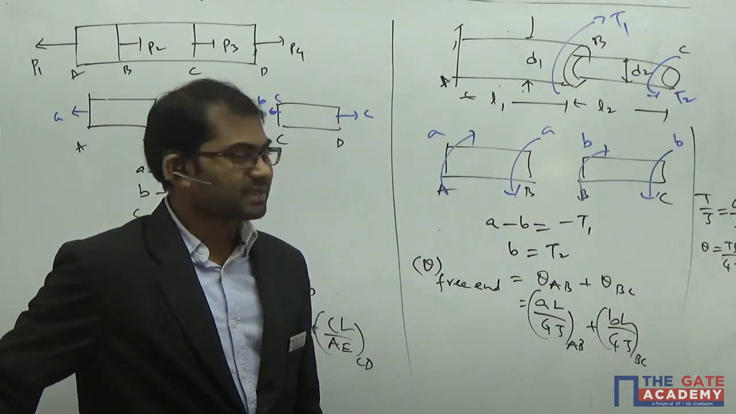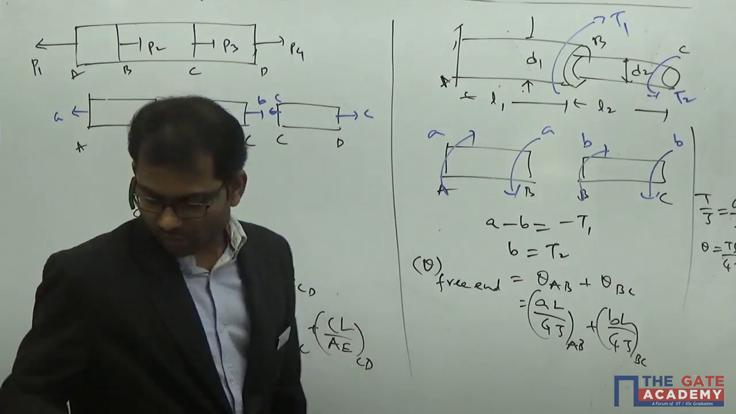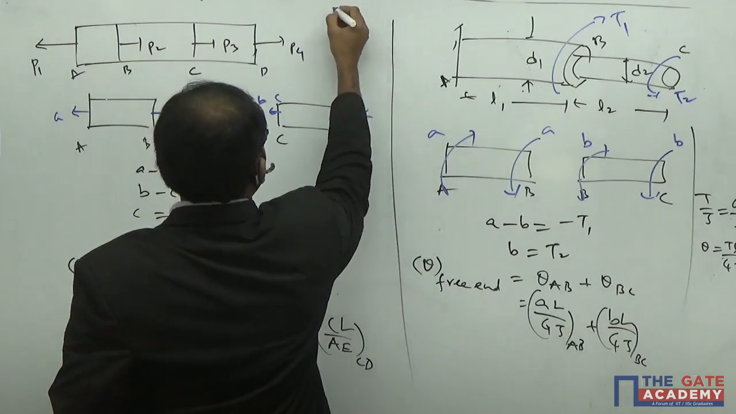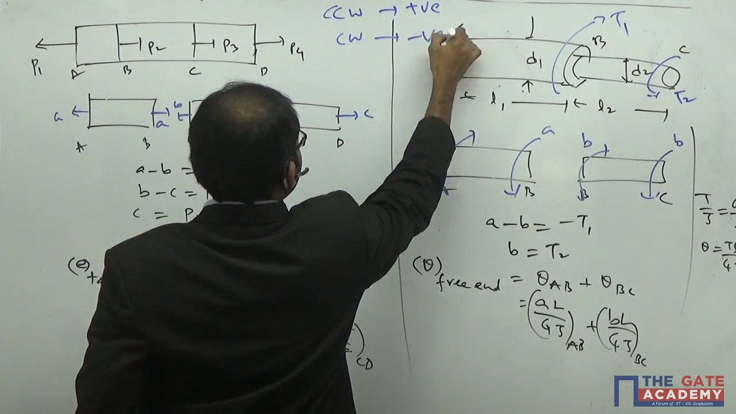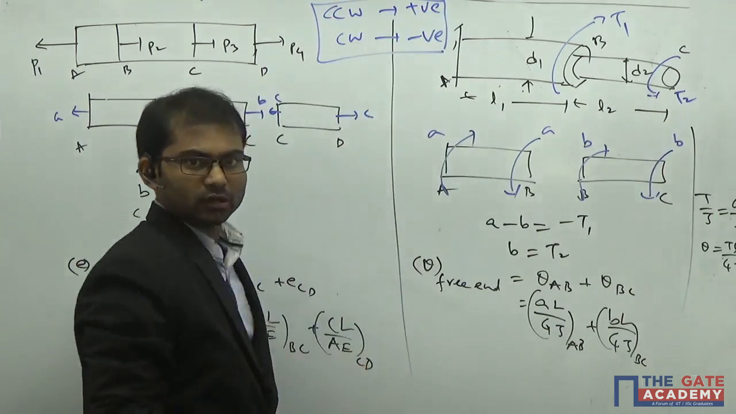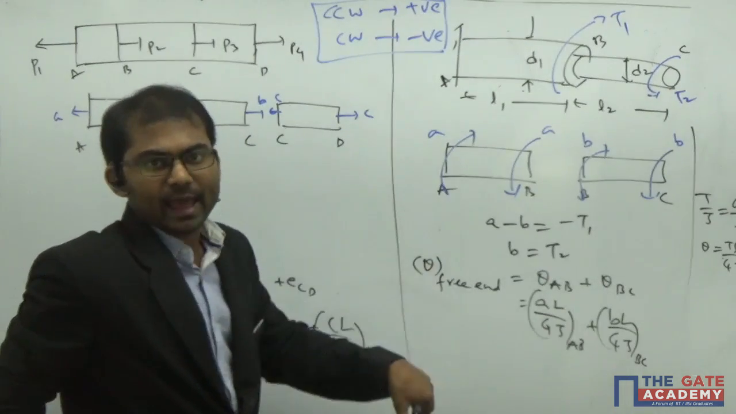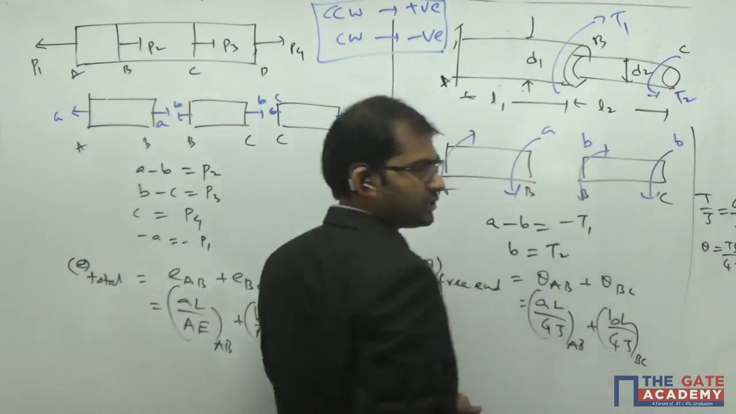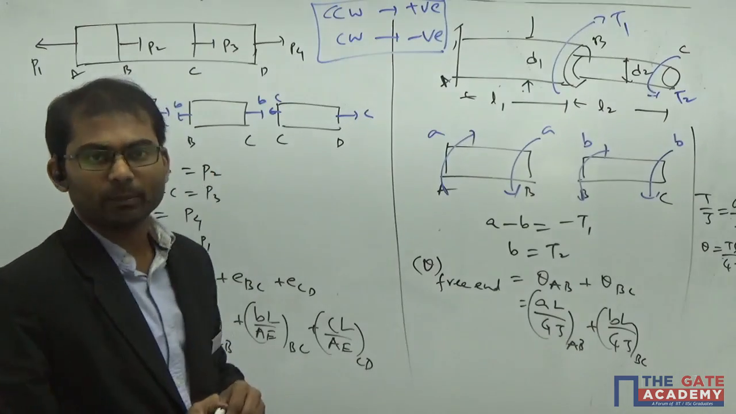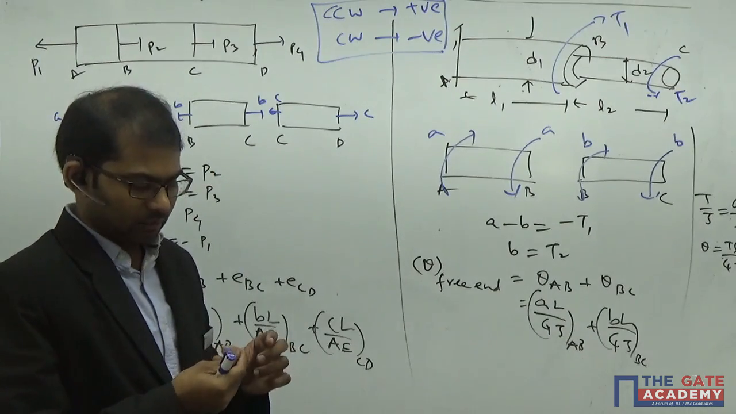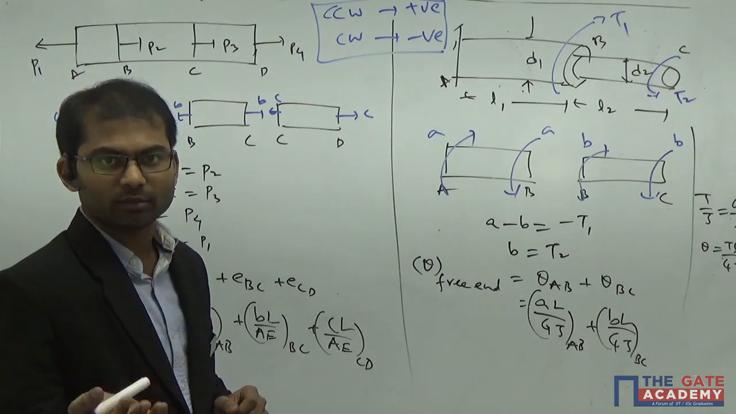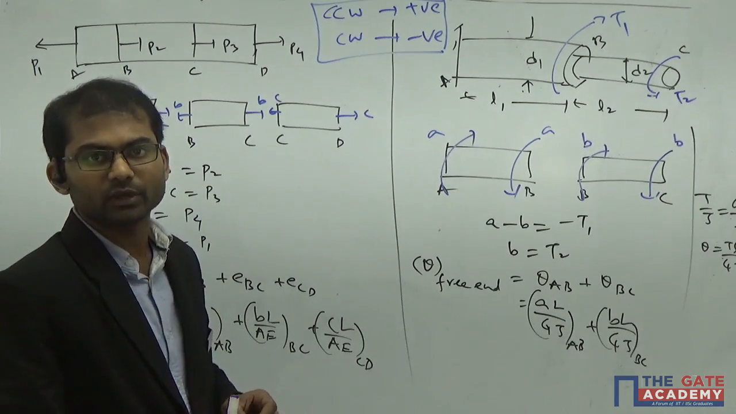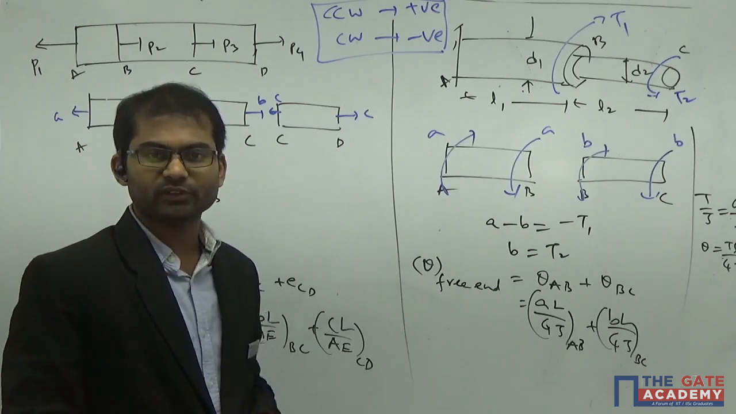See here, we are following one sign convention, which I already told you: counterclockwise positive, clockwise negative. We are following this sign convention for the torque. So the same sign convention will apply for the angle also, because theta is equal to TL by GJ. So the sign of theta depends upon the torque itself, because G, J, L are all positive only. They cannot be negative: length, rigidity modulus and polar moment of inertia.